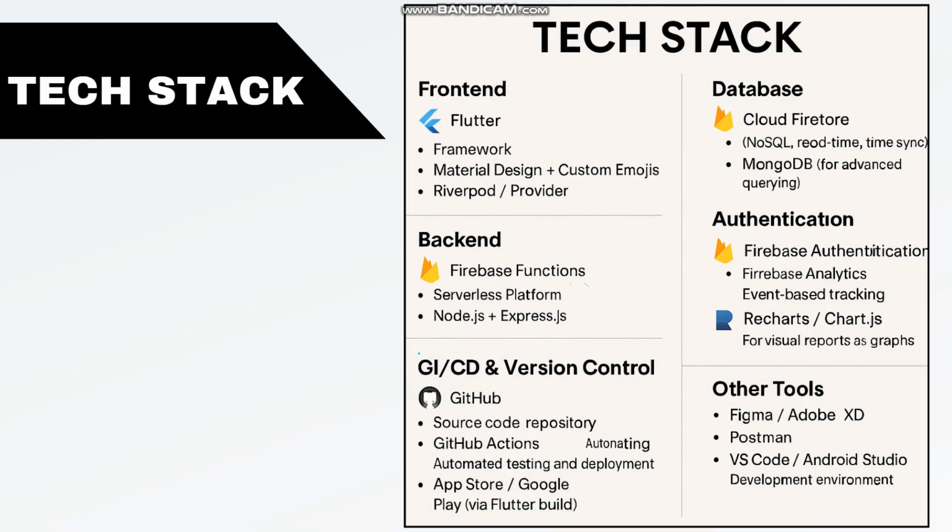This is the tech stack of our application. The front end will be built with Flutter, with Material Design, custom emoji, Riverpod and Provider. Our database will be built upon Cloud Firestore, which is SQL, Realtime Sync, and MongoDB. And other aggregation will be with Firebase Authentication, Recharts, and Chart.js. Our backend will be built with Firebase Functions, a serverless platform, Node.js, and Express.js.